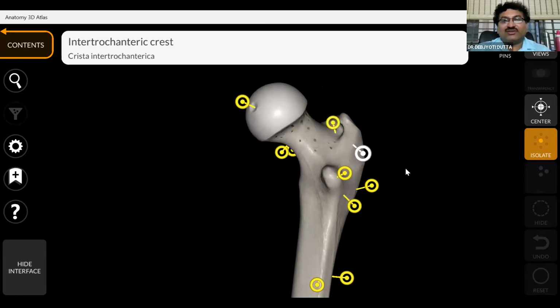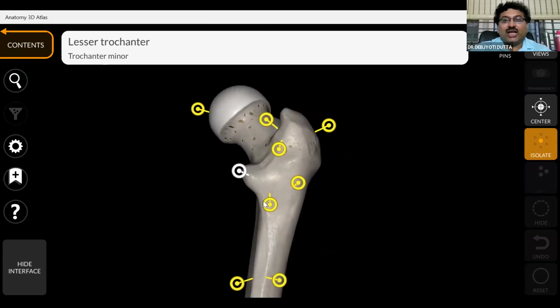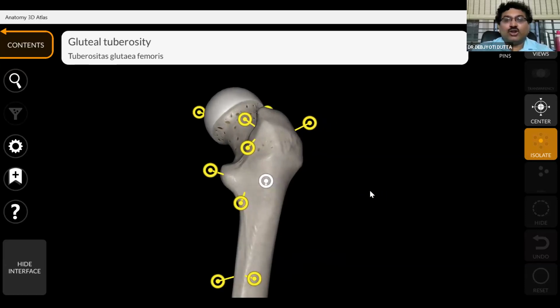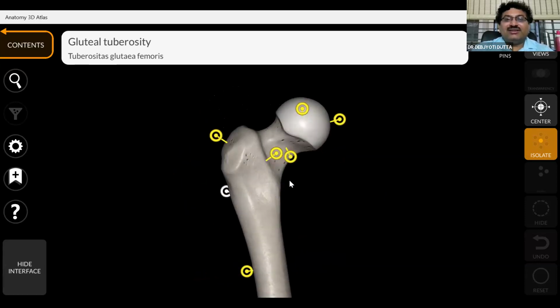This is the trochanteric fossa. This is again the intertrochanteric crest. This is the lesser trochanter. And there is the pectineal line, through which the muscle pectineus attaches. This is the gluteal tuberosity, where the gluteus maximus attaches. So this is the anatomy of these two.